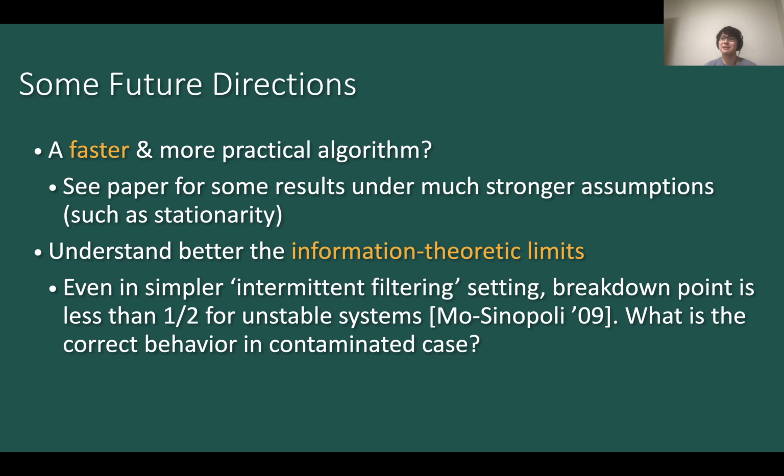And so basically for unstable systems, the breakdown point is actually less than 1/2, and they gave a formula for the breakdown point. So even in simple settings, what happens in general, for example in the unstable setting, is very interesting. And it would be really great to have a good understanding of the correct behavior in the more challenging contaminated setting. Okay, so there are lots of interesting future directions, but we think that our work is a good first step to understanding robust Kalman filtering.